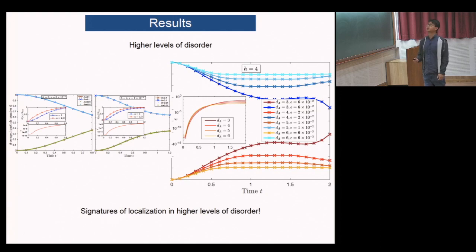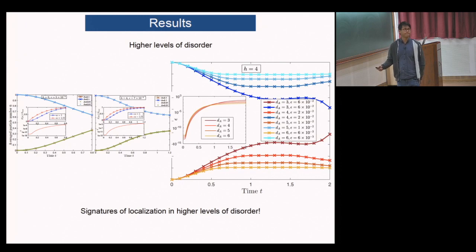This is for different levels of disorder. You can see I started with a binary disorder that had a local dimension 2. Now, if I increase the local dimension to 3, 4, 5, and 6, then you can see the behavior of the particle number starts to saturate. And at around local dimension 6, six levels of disorder, you can already see that the particle imbalance is staying fixed and non-zero.